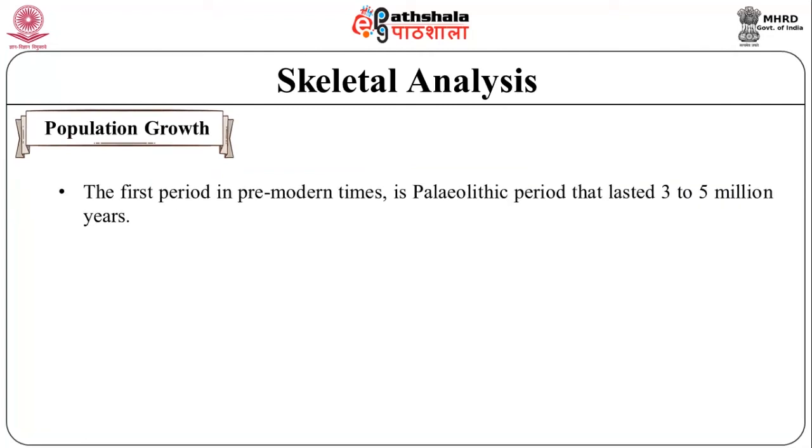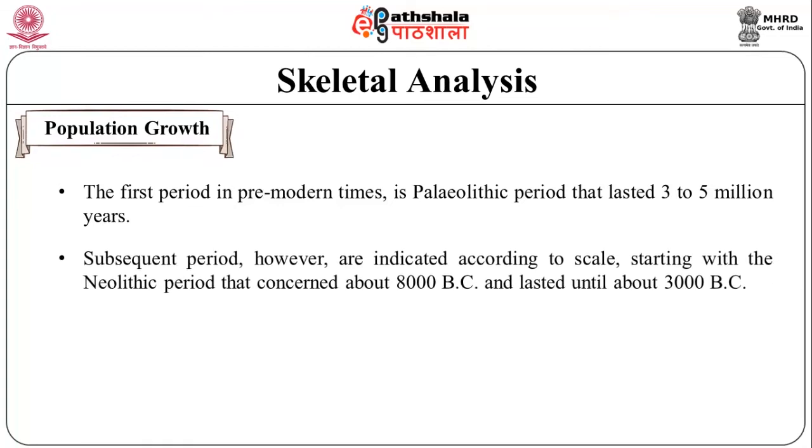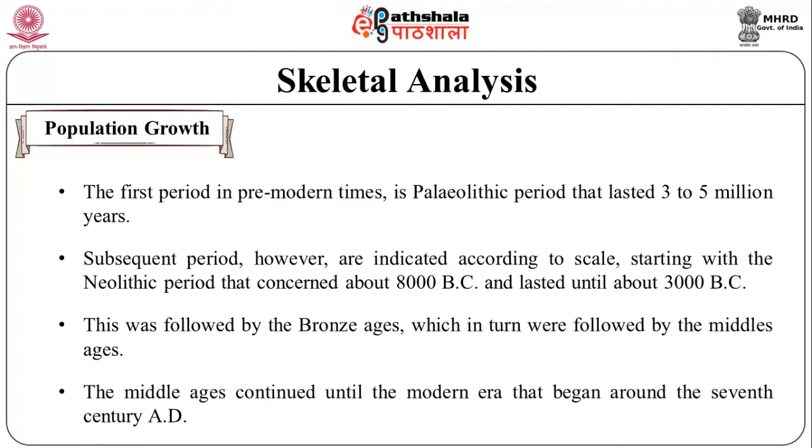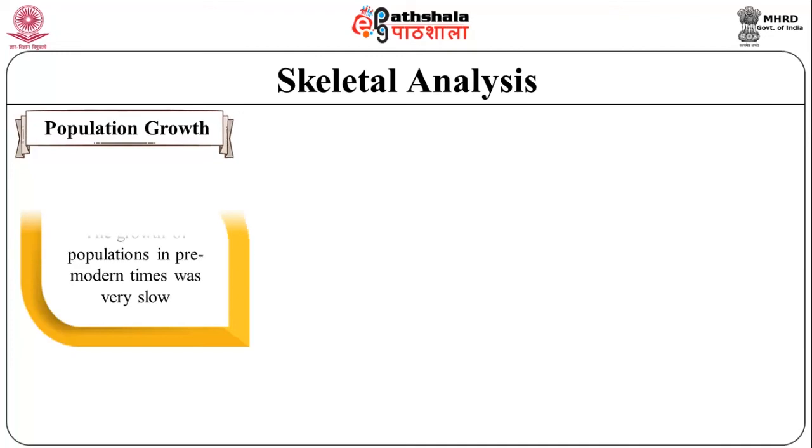The first period in the pre-modern time is the Paleolithic period, which lasts for 3 to 5 million years. Subsequent periods, however, are indicated according to the scale, starting with the Neolithic period that began about 8000 BC and lasted until about 3000 BC. This was followed by the Bronze Age, which in turn was followed by the Middle Ages. The Middle Ages continued until the modern era that began around the 7th century AD. The growth of the population in pre-modern times was very slow.